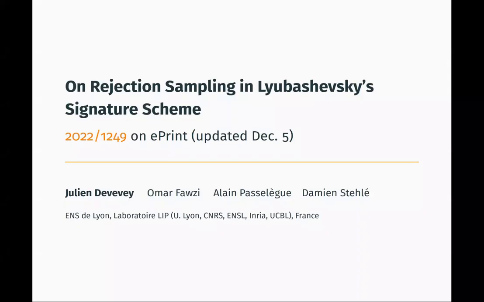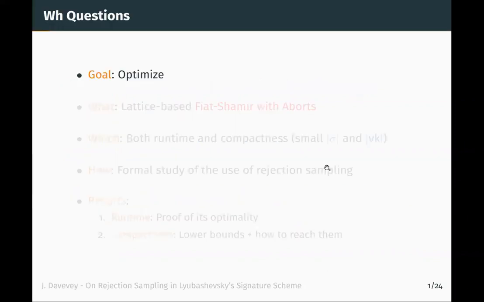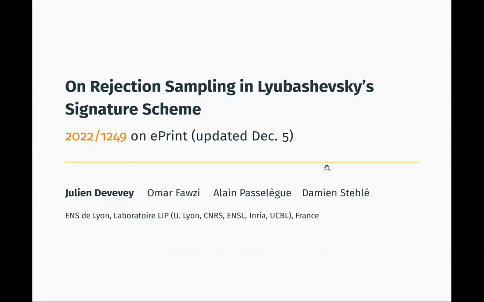To the signatures session, the second session this morning, that will consist of four talks. So the first talk is going to be on rejection sampling in Lyubashevsky's signature scheme by Julien Devet, Omar Fawzi, Alain Passelègue, and Damien Stehlé. And Julien is going to give the talk. Please go ahead.